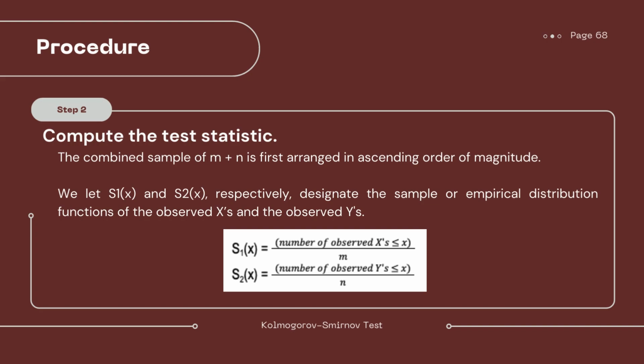For step number 2, we will compute the test statistic. The combined sample of m plus n is first arranged in ascending order of magnitude. We let S1(x) and S2(x) respectively designate the sample or empirical distribution functions of the observed X's and observed Y's. So for the formula ng S1(x), this is equal to the number of observed X's that is less than or equal to small x all over the value of our m. And for the S2(x), this is equal to the number of observed Y's, which is less than or equal to our small x, all over the value of our n.